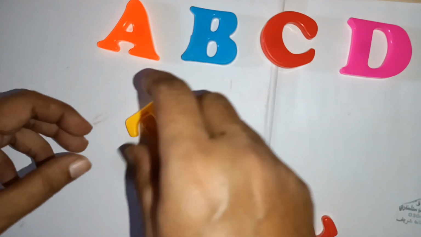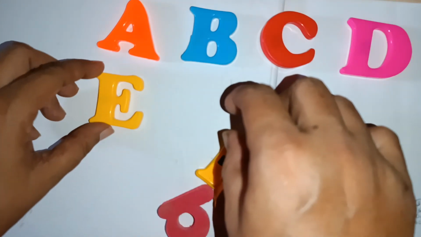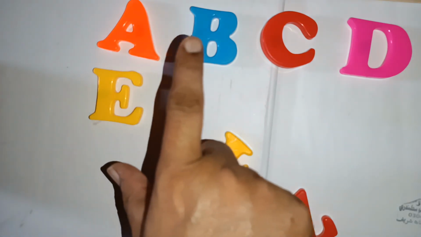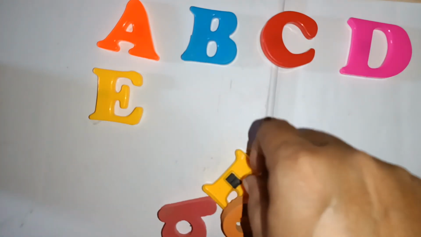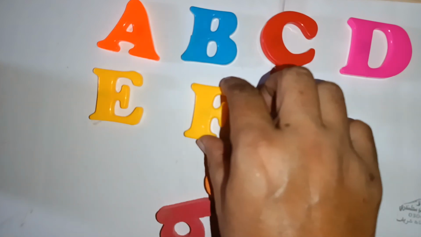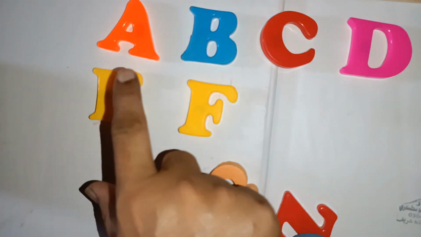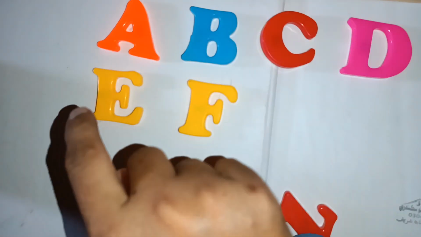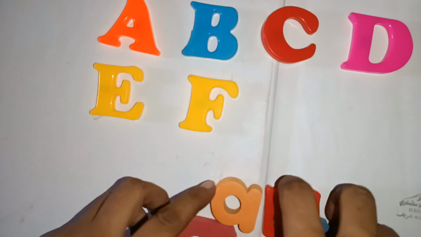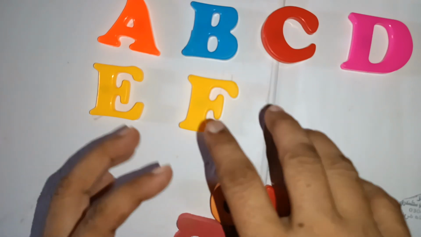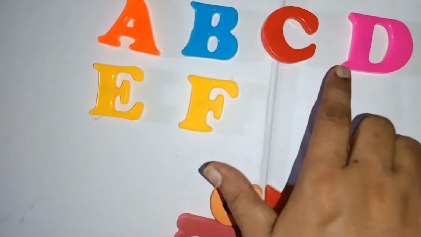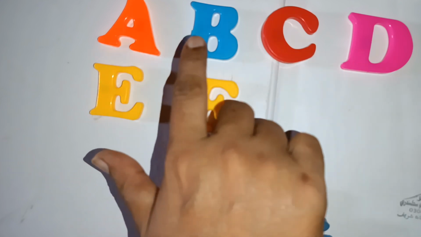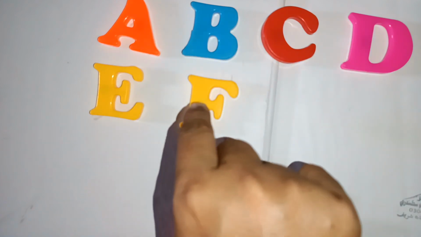Now E. Next is E. A, B, C, D, E. Then after the E, F. A, B, C, D, E, F. Now we are searching and arranging the small letters. These are the capital letters A, B, C, D, E, F.